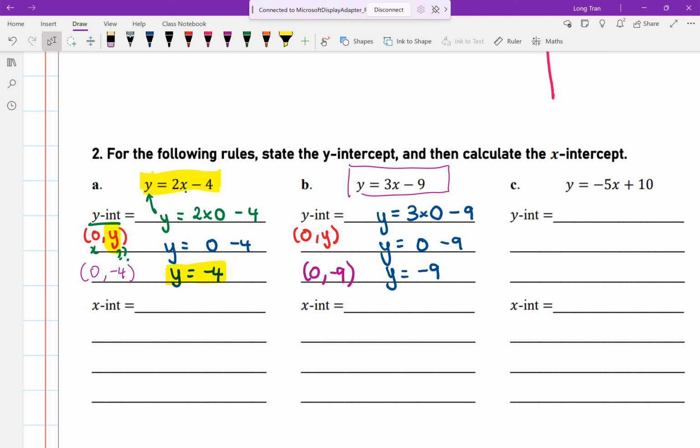See, that's negative 4, that's negative 4. This is negative 9, that's negative 9. So over here, what's your y-intercept going to be? 10. It's actually going to be negative 10. It will be positive 10. Because negative 5 times 0 will be 0, and 0 plus 10. Very good. My bad.